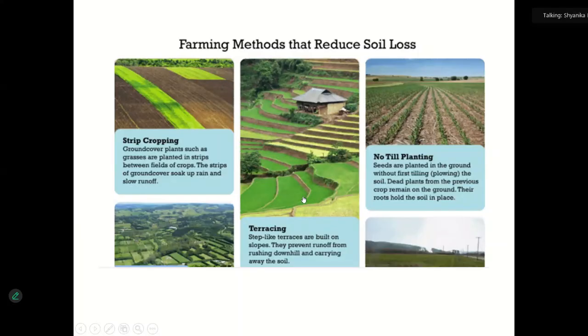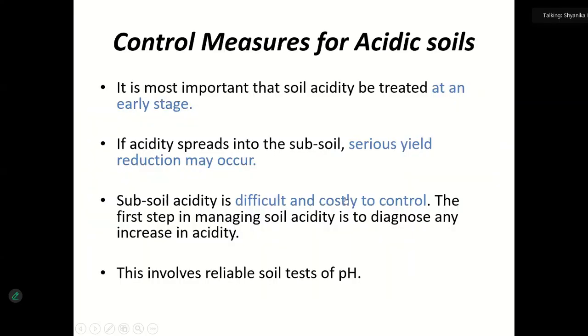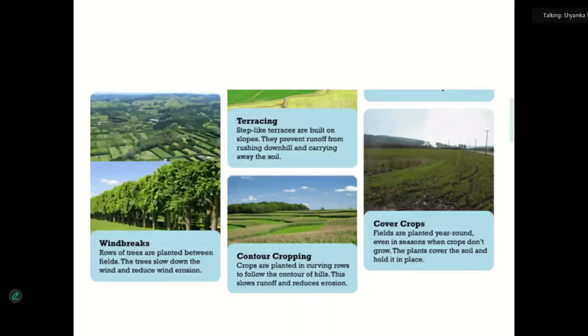Farming methods that reduce soil loss. These are some of the farming methods that reduce soil loss. Strip cropping, terracing, no-till planting. Those are some of the practices. Terracing, contour cropping, cover crops, and windbreaks. They all are soil conservation measures that reduce soil erosion.